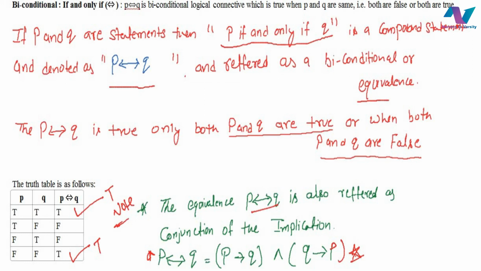So this is all about the five connectives truth tables, in which we have discussed the five connectives as well as their truth tables. We have discussed the negation truth table, the conjunction truth table, the disjunction truth table, the implication truth table, and the bidirectional truth table.